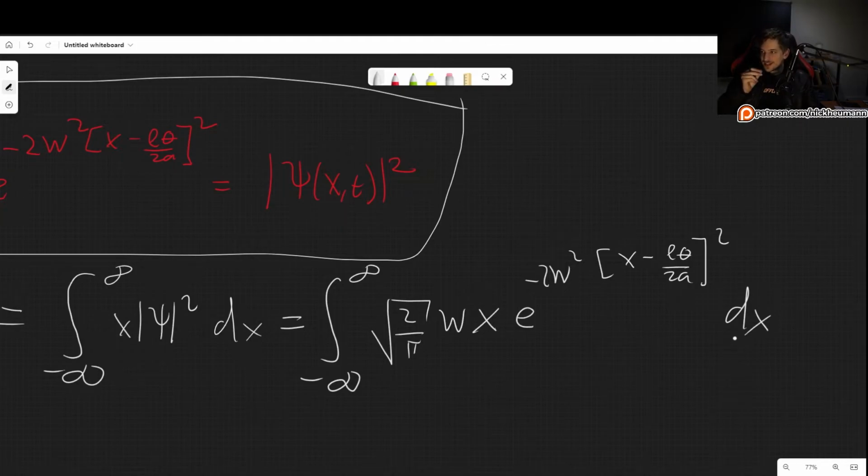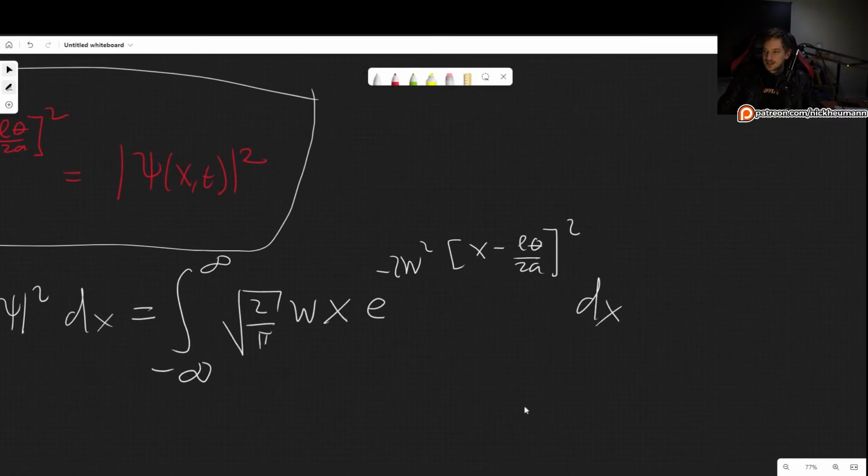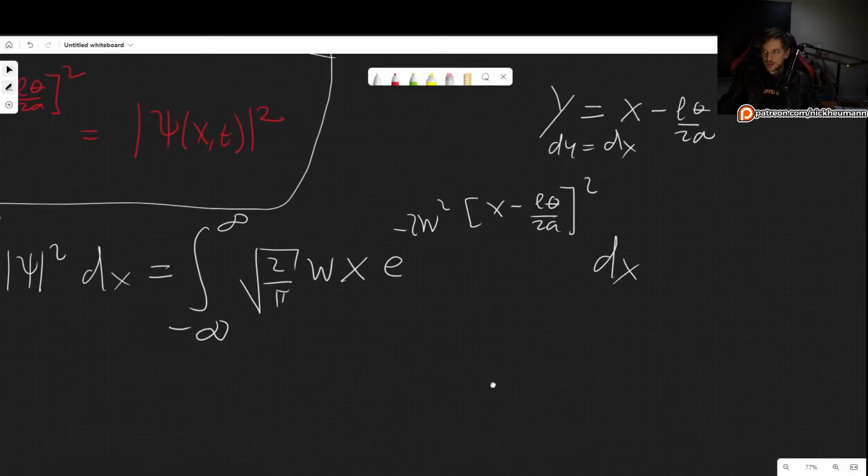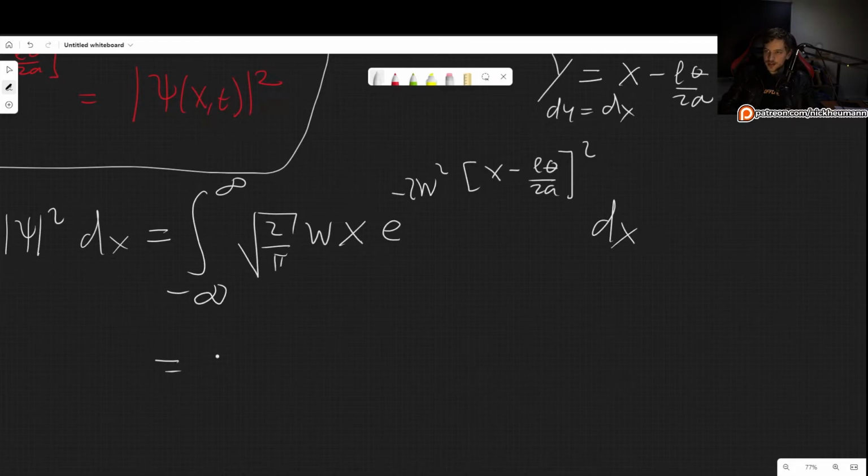And this integral, maybe to make it a little bit clearer, we can do it like this. Let's use a new variable: y is going to be x minus L theta over 2a, and thus, of course, dy is simply going to be dx. So by doing that, we can write this as an integral. Let's put our constant, the square root of 2 over pi w, integral from minus infinity to infinity. Our boundaries are still the same.